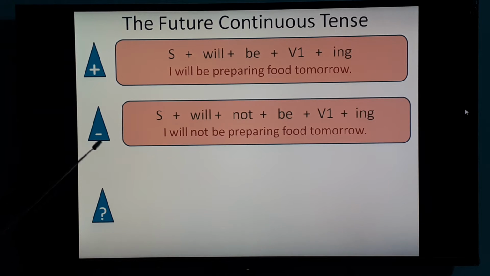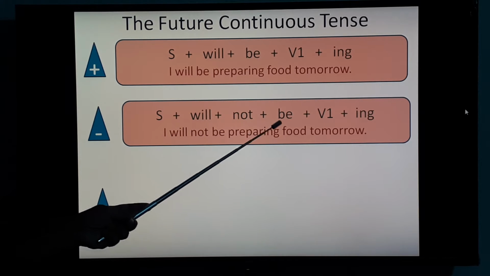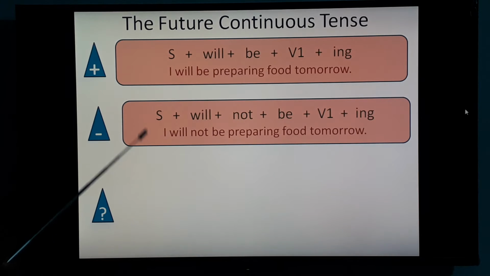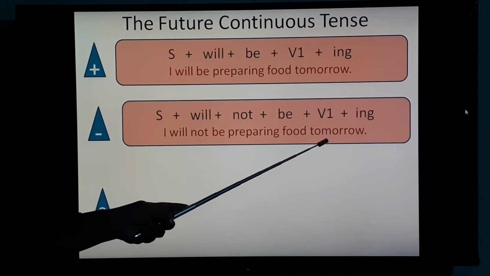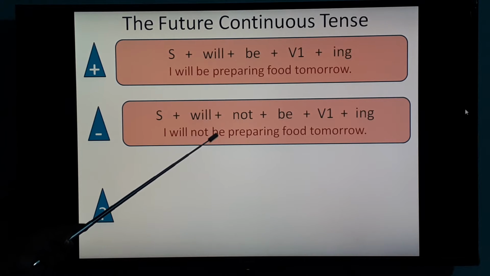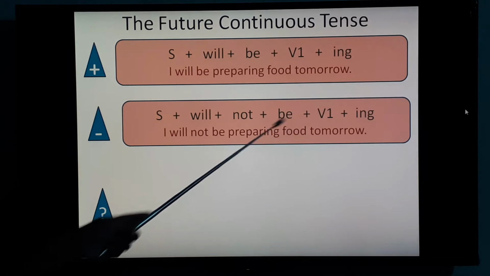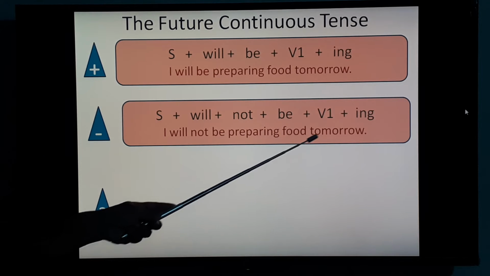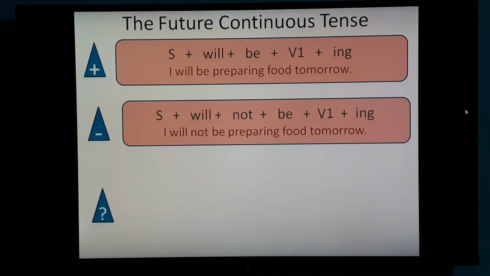Let's see negative formation. Subject plus will, then not, be, V1 with ing. For example, I will not be preparing food tomorrow. I, that is the subject, will, that is auxiliary verb, or you can say helping verb or modal. Not is given because we are framing negative sentence. Then be, then preparing, V1 with ing, food, that is an object, and tomorrow an adverb.